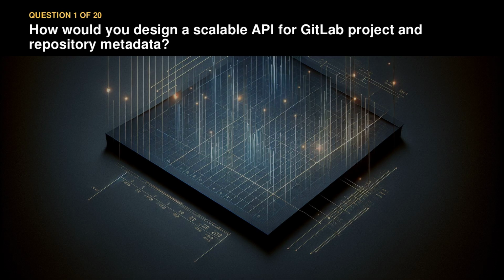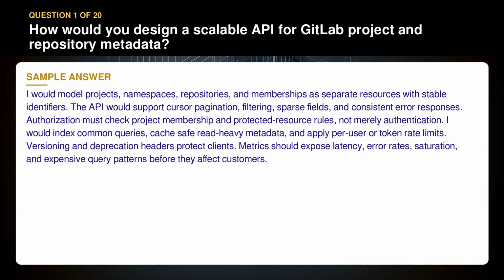Question 1. How would you design a scalable API for GitLab project and repository metadata? I would model projects, namespaces, repositories, and memberships as separate resources with stable identifiers. The API would support cursor pagination, filtering, sparse fields, and consistent error responses. Authorization must check project membership and protected resource rules, not merely authentication.